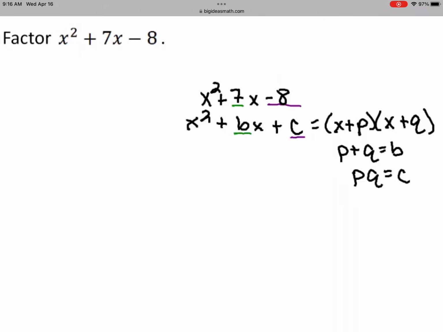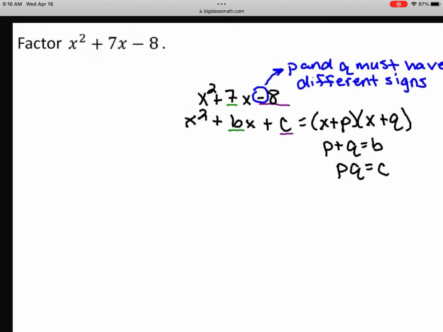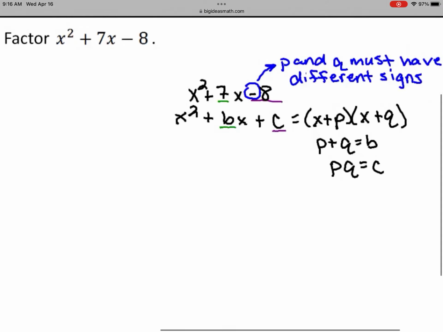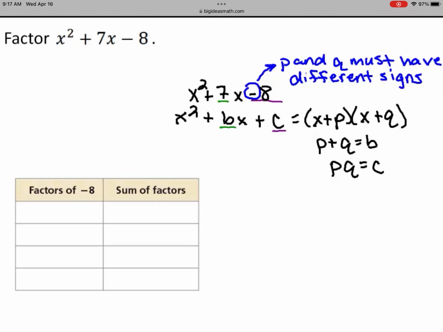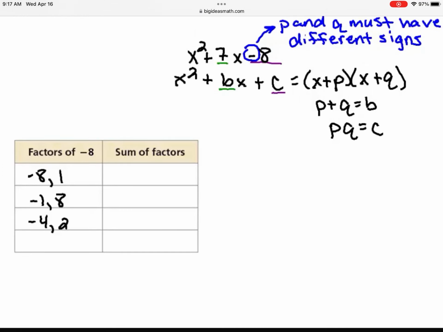q equals c. Because c is negative, the factors p and q must have different signs, so that pq is negative. So find two integer factors of negative 8 whose sum is 7. The integer factors of negative 8 are negative 8 and 1, negative 1 and 8, negative 4 and 2, and negative 2 and 4. Negative 8 and 1 have a sum of negative 7. Negative 1 and 8 have a sum of 7. Negative 4 and 2 have a sum of negative 2, and negative 2 and 4 have a sum of 2.